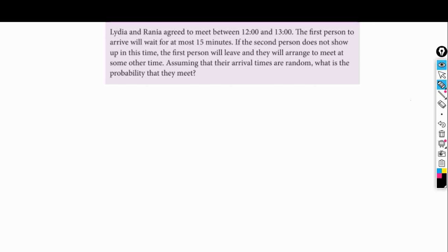Okay, so notice that they have 1 hour to meet between 1200 and 1300 hours. So let's suppose that Lydia arrives X minutes after noon, and Rania arrives Y minutes after noon. There's one thing to take into account here, and it is that X must be less than or equal to 60 minutes, and that Y has also the same condition.